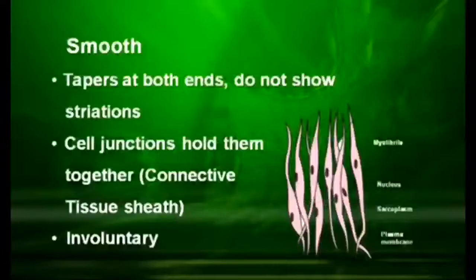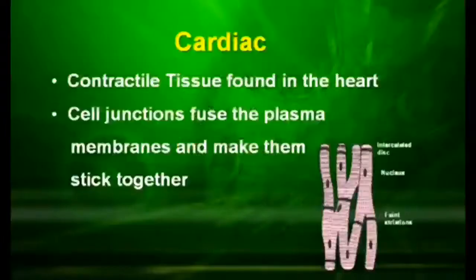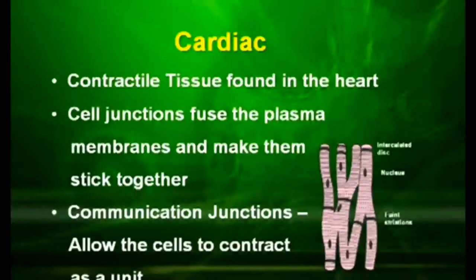They have cell junctions which hold them together, with a connective tissue sheath, and they are also known as the involuntary tissues. They are found in the blood vessels, stomach, as well as in the intestine. The cardiac tissues are the contractile tissues which are found in the heart. Here the cell junctions fuse the plasma membranes and make them stick together. They have communication junctions which allow the cells to contract as a unit.